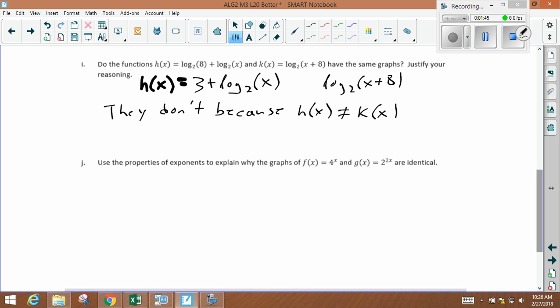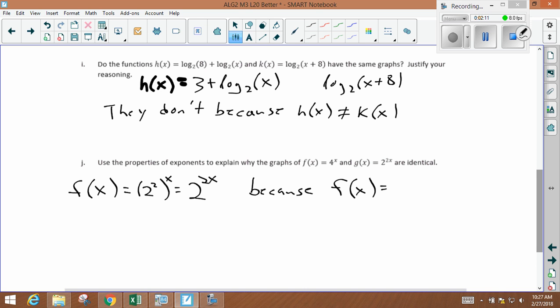Why are the graphs of 4 to the x power and 2 to the 2x power identical? Well, f of x. Can I write that as 2 squared to the x power? Which is the same thing as 2 to the 2x? So why are they identical? Because f of x is equal to g of x. If they're the same function, they're definitely having the same graph.